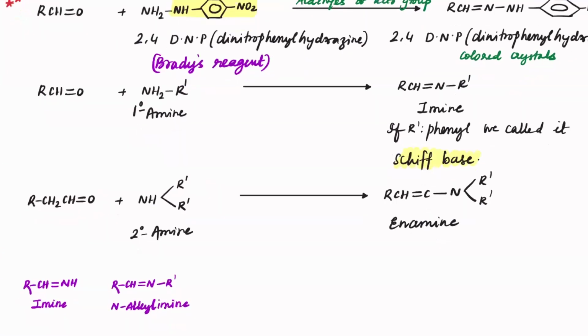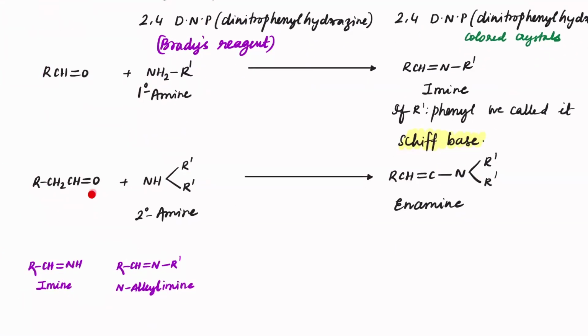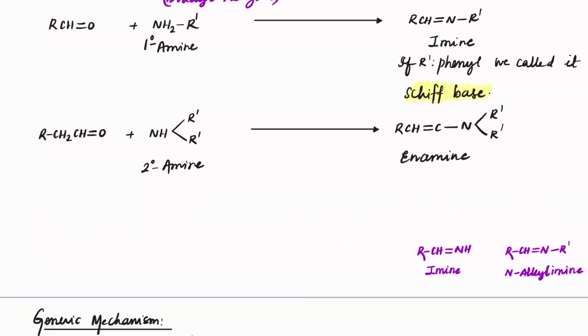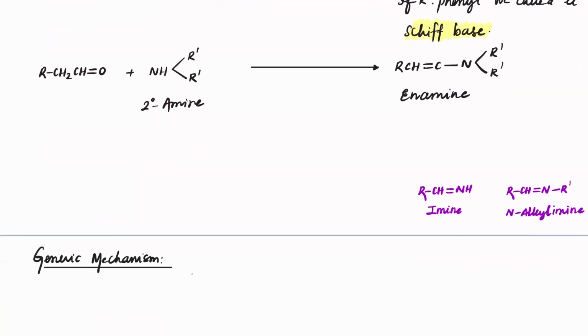Next, in case you have a ketone and you react that with a 2-degree amine, then instead of getting a double bond at carbon nitrogen, you will get the double bond at the adjacent carbon and you call it enamine. This is called enamine. Let me show you how the enamine looks like.